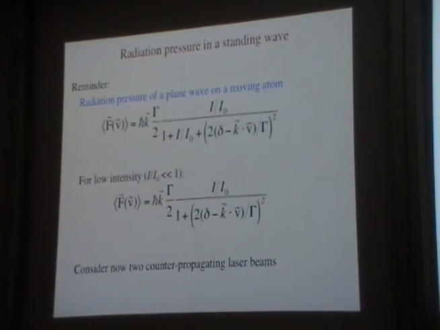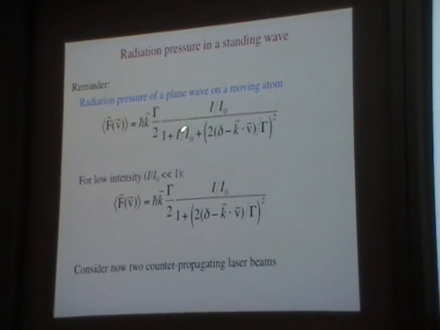So once you have atoms that are slow, then what you'd really like to do is capture these atoms and cool them to even lower temperatures. And so let's revisit the issue of radiation pressure, or light acting on atoms. But in this case, instead of just a unidirectional laser beam coming from one direction, let's consider laser beams coming from two different directions, so counter-propagating laser beams. Just to remind you, the radiation pressure from a plane wave, so just one laser beam, we found was given by this equation, the average force acting on an atom due to one laser beam, including the Doppler shift.